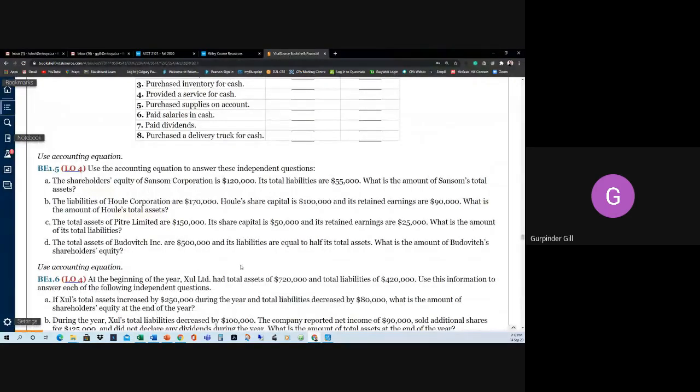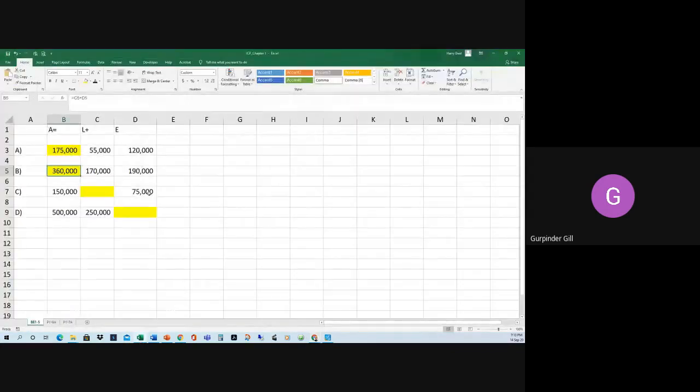The total assets of this corporation are 150,000. The share capital is 50,000 and retained earnings is 25,000. What is the total liability? Assets on one side are 150,000. Your equity is broken down into share capital and retained earnings, so your equity is 75,000. What should your liability be here? 75,000, which is just the difference in those two numbers. So how we are going to balance this equation is really what we are looking at.